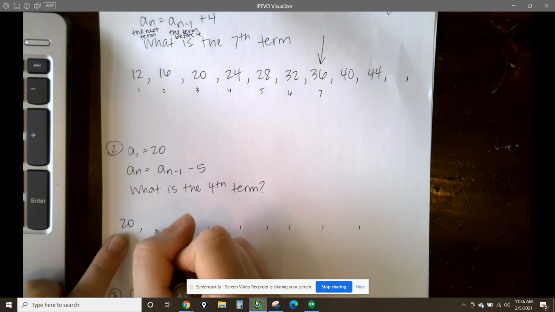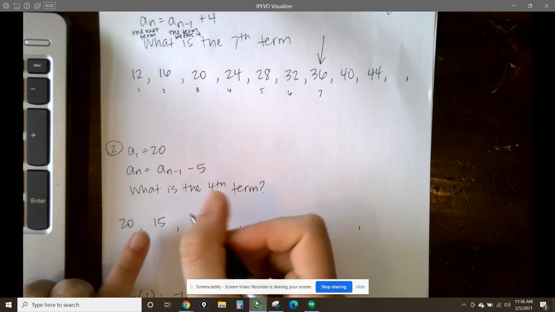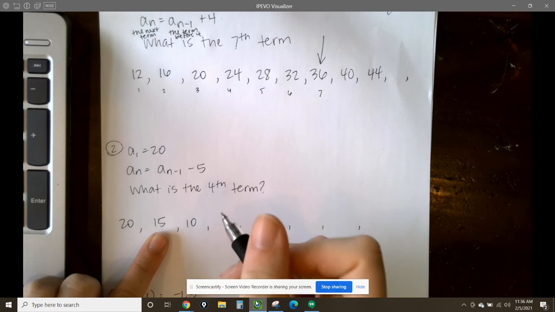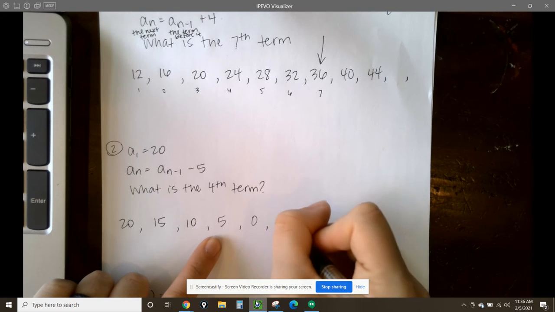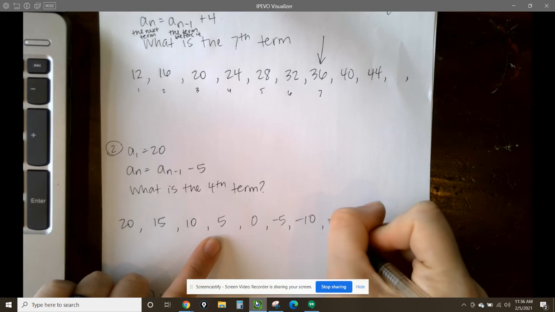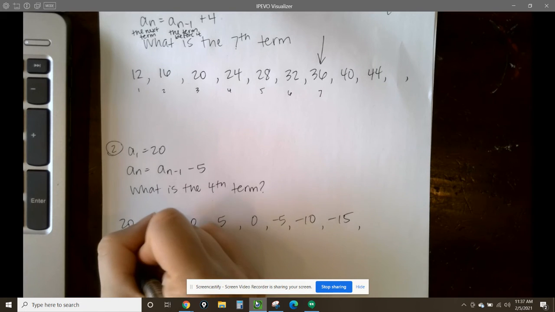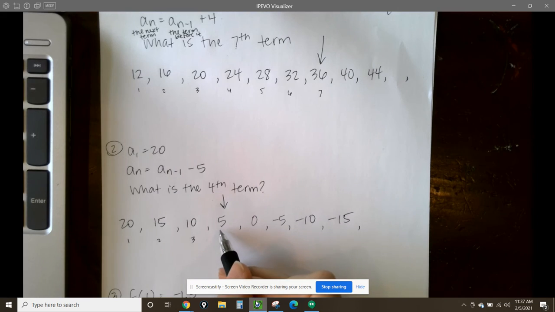So to find this next term, I'm going to take 20 and subtract 5. So that's 15. To find the next term, I'm going to take 15 and subtract 5. So that's 10. To find the next term, I'm going to take 10 and subtract 5. And I'm going to keep going, subtracting 5, subtracting 5. And we were trying to find the 4th term this time. So first term, second term, third term, 4th term. There it is, 5.